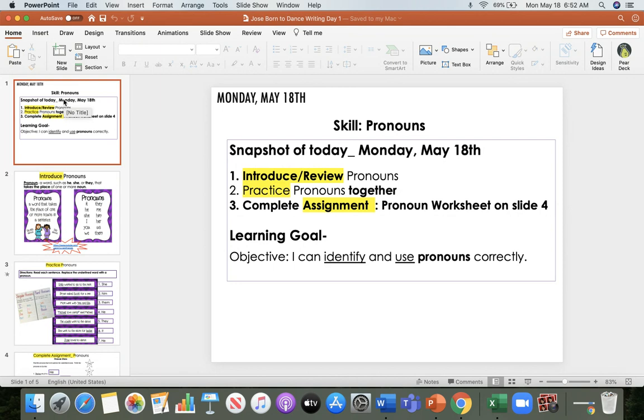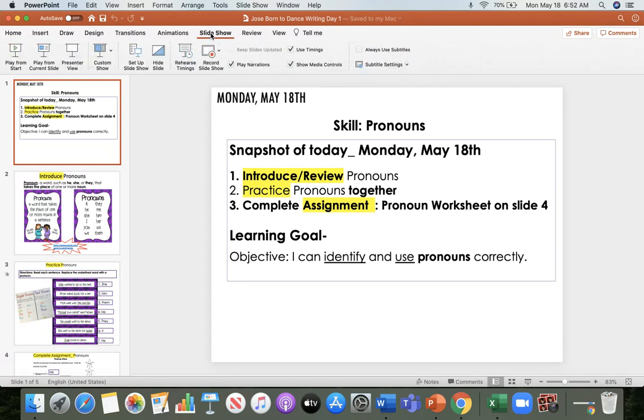We are going to review pronouns. We'll practice together, and then you guys will complete the pronouns worksheet on slide 4. Our goal for today is: I can identify and use pronouns correctly. So I'm going to go ahead and start this.